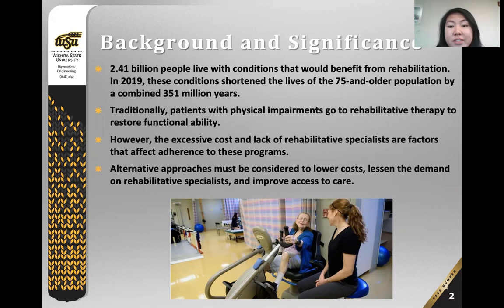Traditionally, patients with physical impairments go to rehabilitative therapy to restore function. However, the excessive cost and lack of rehabilitative specialists are factors that affect adherence to these programs. Alternative approaches must be considered to lower costs, lessen the demand on rehabilitative specialists, and improve access to care.